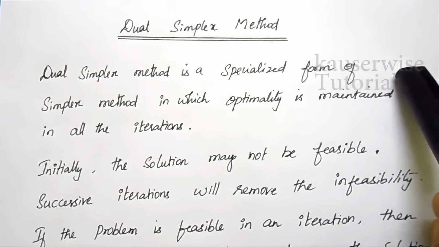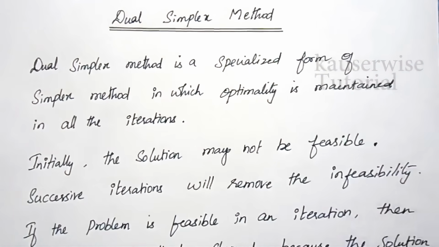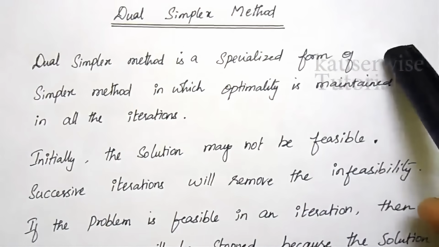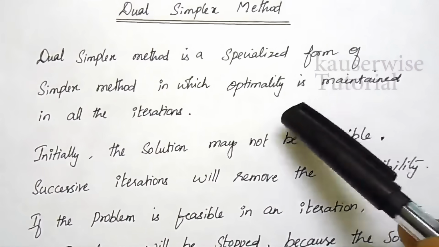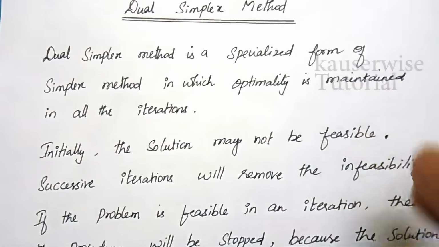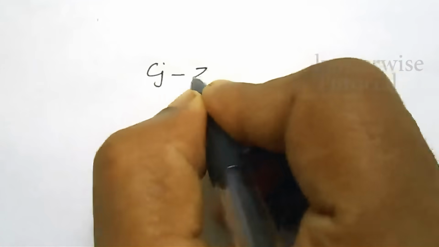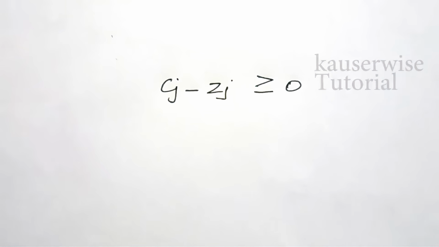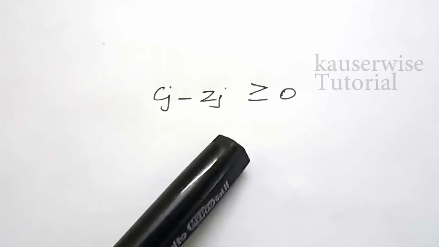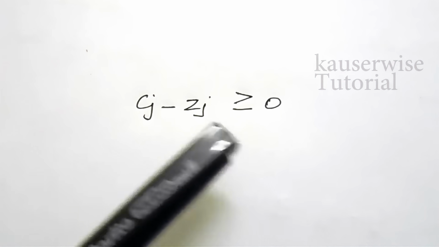In this video, we are going to see dual simplex method. Dual simplex method is a specialized form of simplex method in which the optimality is maintained in all the iterations. For a minimization problem, the optimality condition is all the Cj minus Zj must be greater than or equal to 0, which means we have to get 0 or positive value. So if we get 0 or positive value, then the problem is optimal.